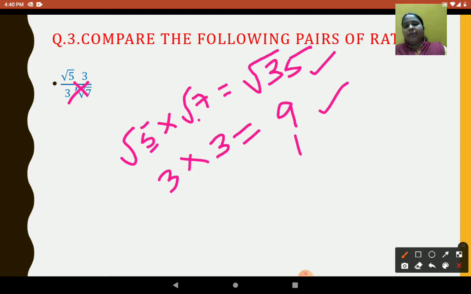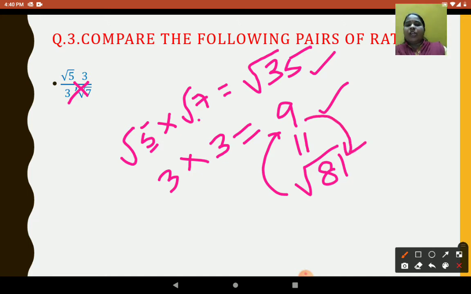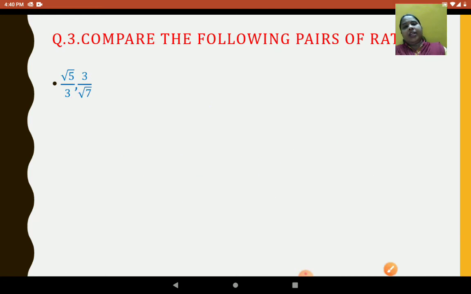I hope you remember this 9 can be written as square root of 81. Yes, square root of 81 is what? 9. Don't make the mistake of writing it as square root of 3. We are taking it in such a way that I can express it in the form of a square root. So square root of 81. Now is 81 greater or 35 greater? That I need to see and accordingly write my final answer. I hope the steps are clear. Let's see how it can be written.